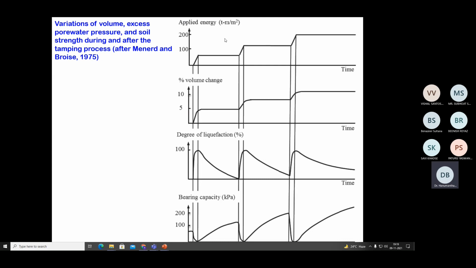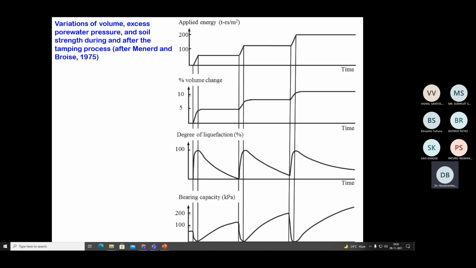So for example here, the topmost figure indicates the applied energy. Initially, each step rise indicates one number of blow. So this is one number of drop, second number of drop, third number of drop. Okay, applied energy: initially less than 100 ton meter per meter square, then increase it to 120, then increase it to 200.